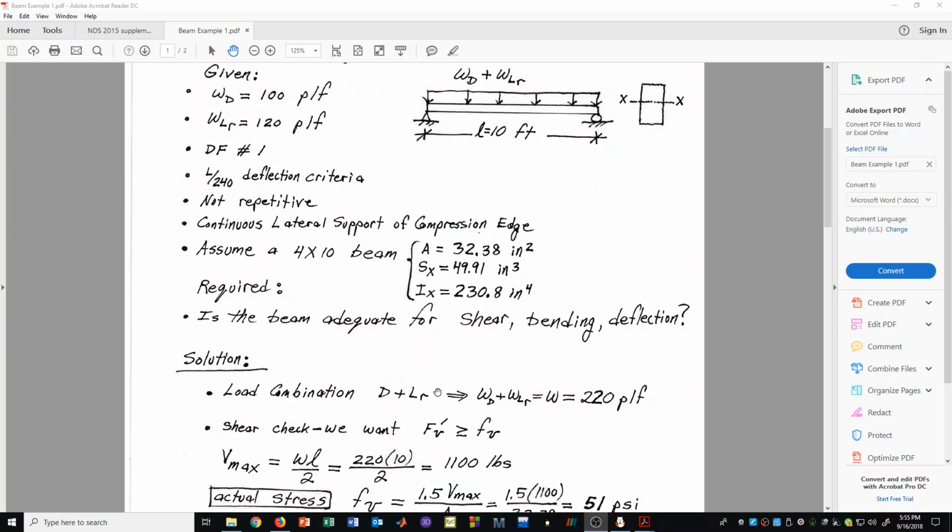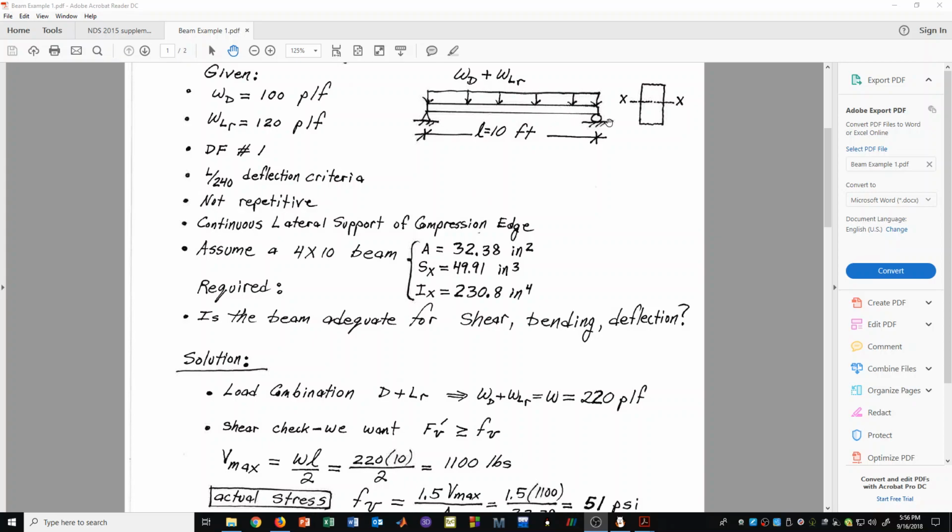In other problems, you may be given multiple different types of loads, and hence you would have to consider perhaps more load combinations to see which ones might govern. But in this case, we're considering the load combination that contains dead plus roof live. If we do that, then we see that the distributed dead and the distributed roof live add up to give us 220 pounds per lineal foot.